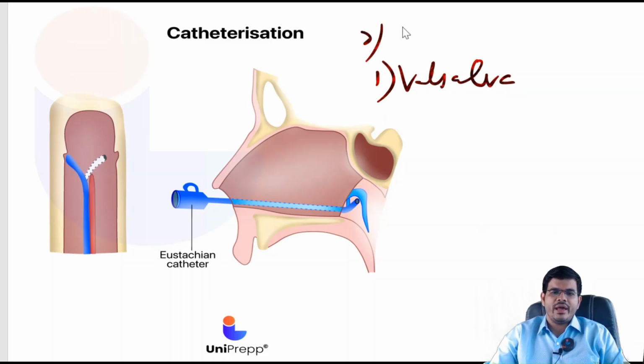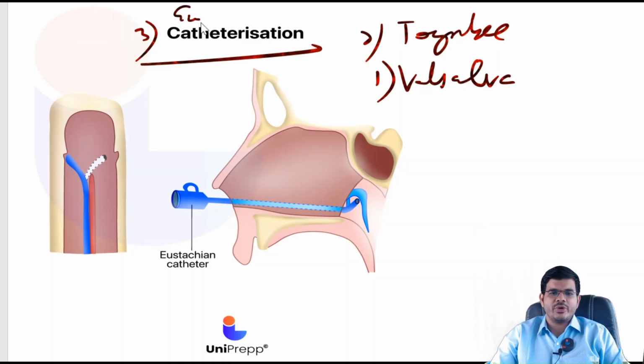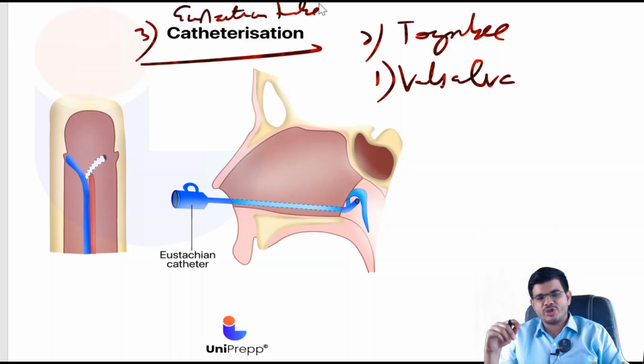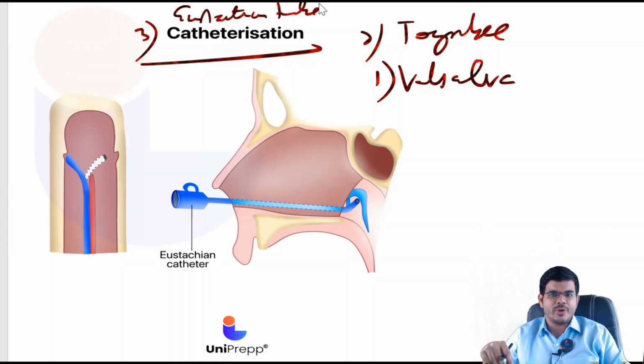You can do a catheterization. Eustachian tube catheterization is one thing that you can do. How is that done? You can use a eustachian tube catheter for that. Nowadays, the eustachian tube catheter is more used for removal of nasal foreign bodies. This is not done anymore, because it is a traumatic procedure.